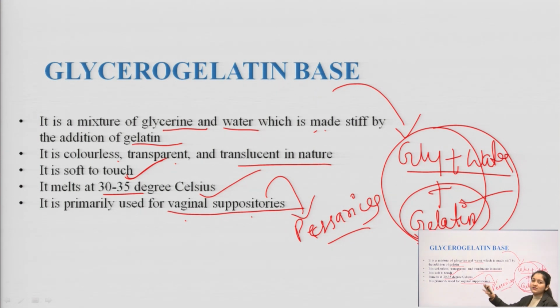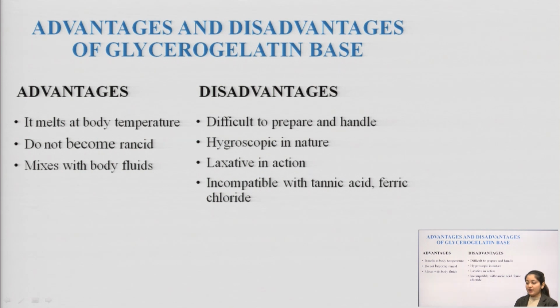By considering all these situations, glycerol-gelatin base is always a yes when we want to make vaginal suppositories, that is nothing but the pessaries. Then let us understand what are the advantages and disadvantages of glycerol-gelatin base.